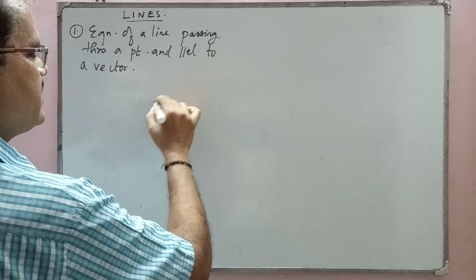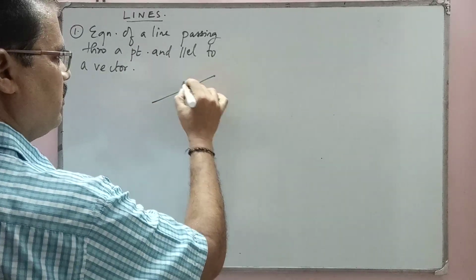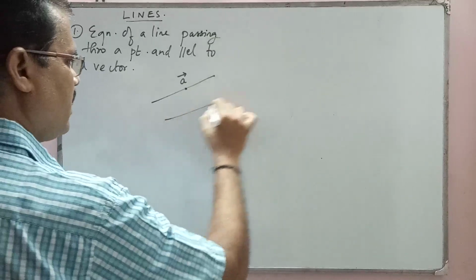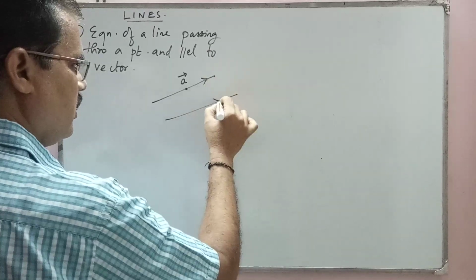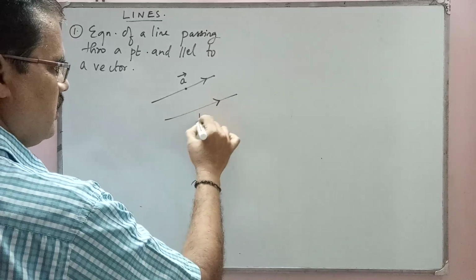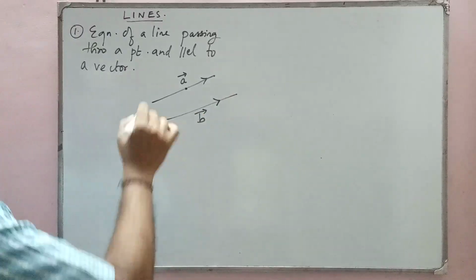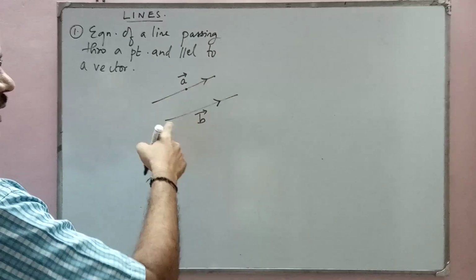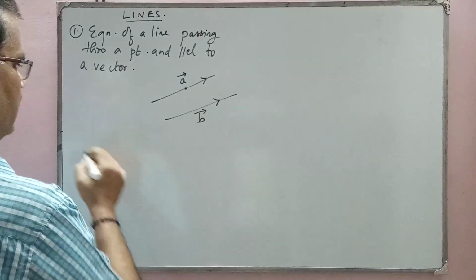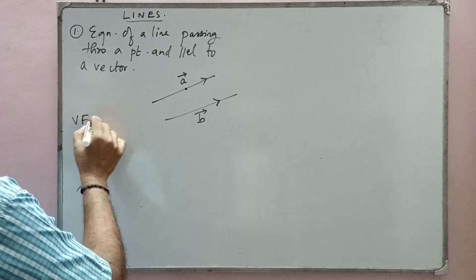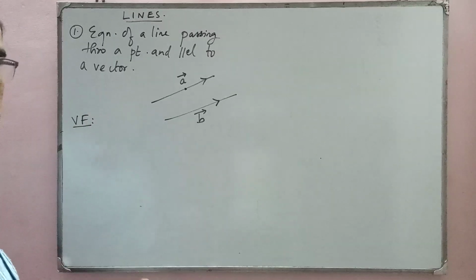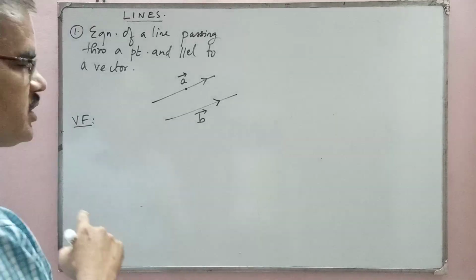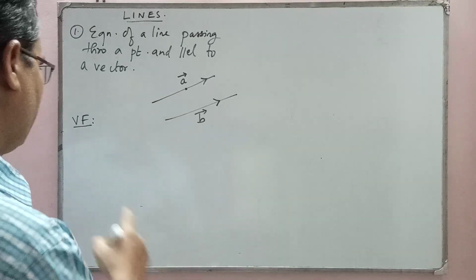A line is there, it passes through a point. We'll take that point as a vector, and it is also parallel to a vector called b vector. Then what is the equation of this line? It passes through a point and it is parallel to another line, b vector. We have two forms of equation. One is vector form, another one is called Cartesian form. Vector form is written with i, j, k. Cartesian form with x, y and z.